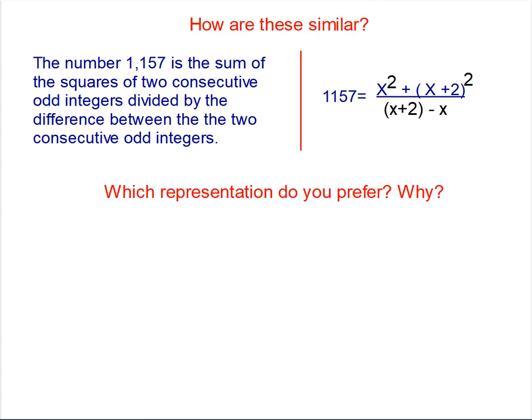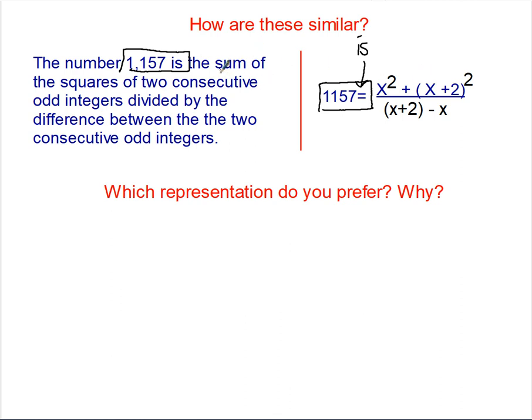Okay, so let's take a look at some of those things that we find that are similar. First, I notice that this 1,157 is the same thing as right here, 1,157, and that equal sign restates the word is. All right, now let's look at the next thing.